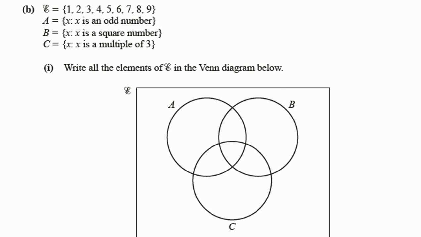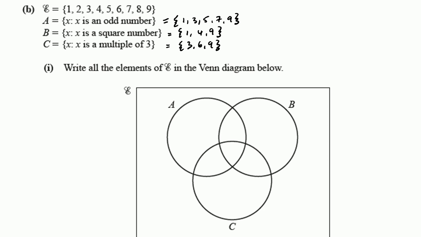So set A is x such that x is an odd number. So I'm going to take the odd numbers from the universal set, and that makes set A. That's 1, 3, 5, 7, and 9. Square numbers from the universal set, that's 1, 4, and 9. And multiples of 3 from that universal set, that's 3, 6, and 9. A lot of the time these set theory questions also test your knowledge of things like odd numbers, square numbers, prime numbers, and so on.